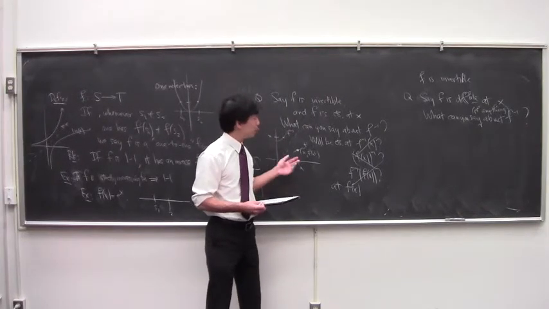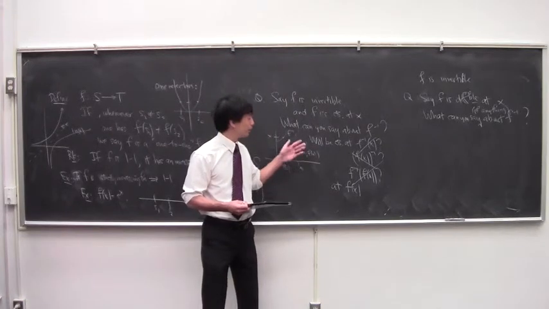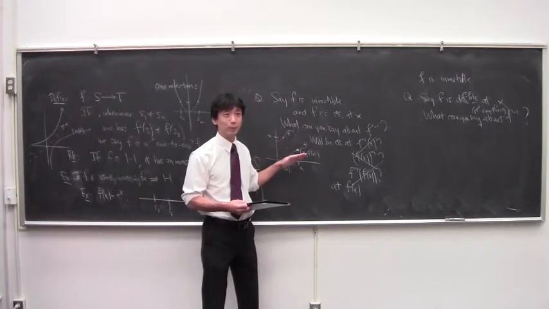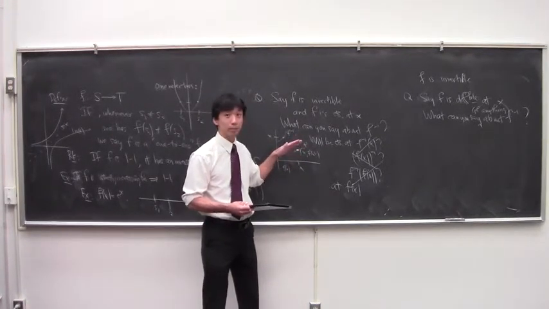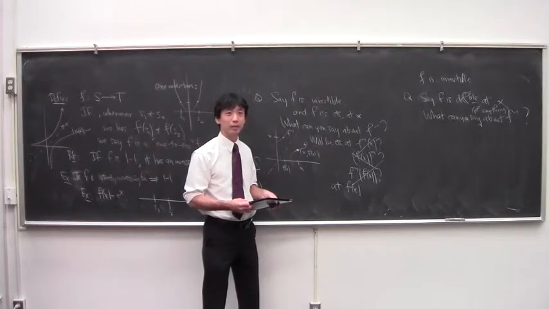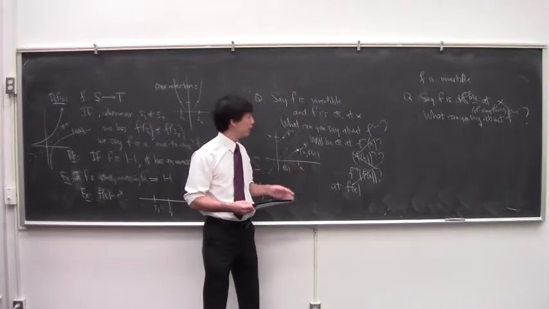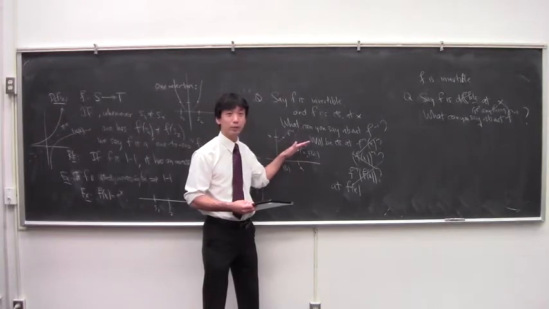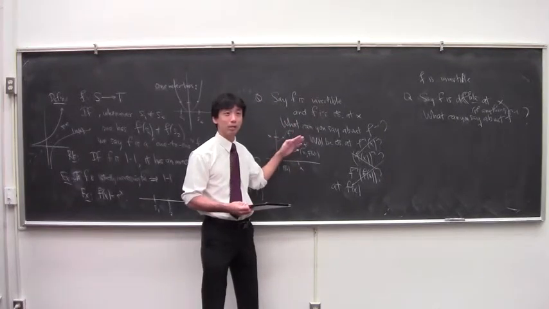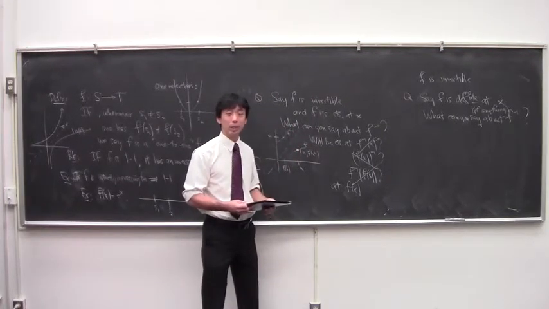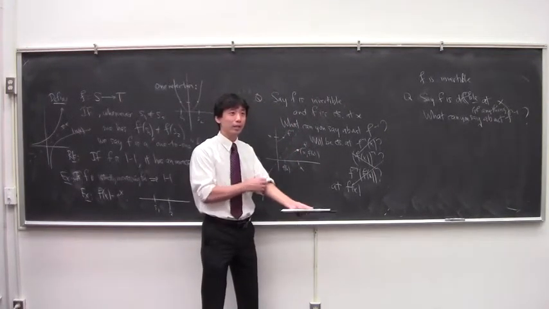What do you think? Remember, differentiability means that your function is well approximated by a tangent line. So you sort of think that if the original function is well approximated by a tangent line here, then its reflection is going to be approximated by the reflection of that line.